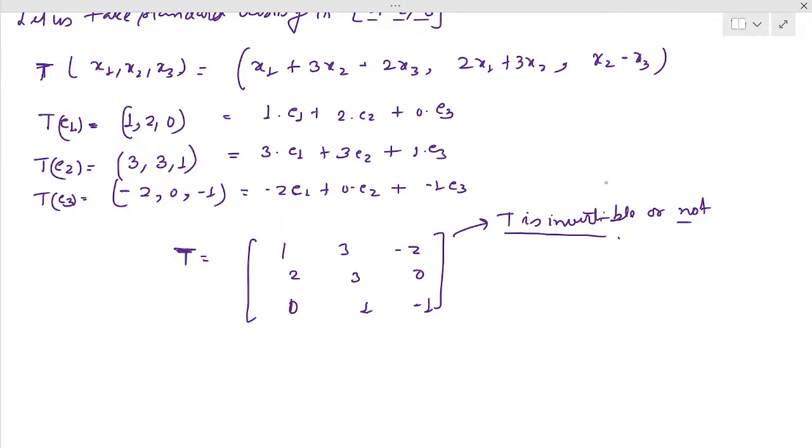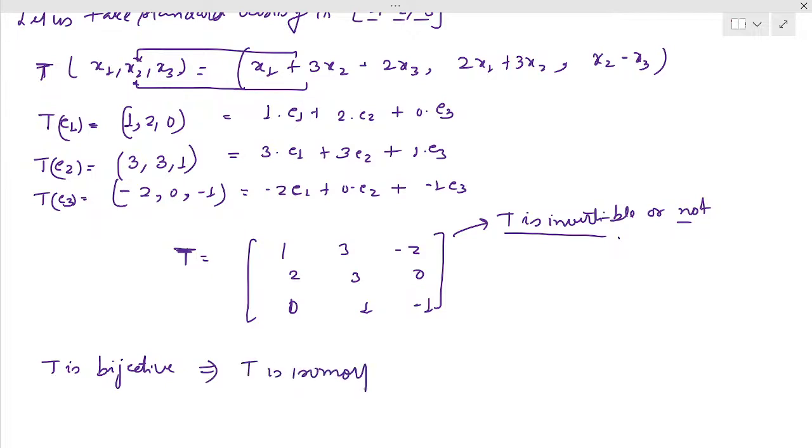If this T is invertible, then you can relate this with the x1, x2, x3 in this manner. So you can say that your matrix, your linear transformation is bijective. If this is invertible, then the linear transformation T is bijective. And if the linear transformation T is bijective, it implies T is an isomorphism. So from the matrix of a linear transformation also, you can judge whether your T is an isomorphism or not.